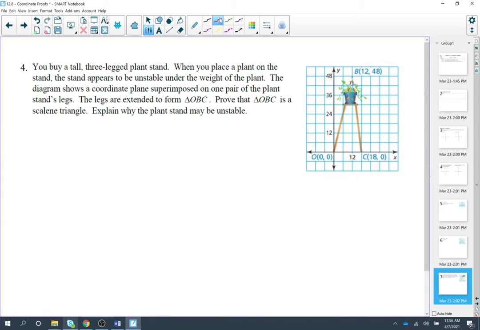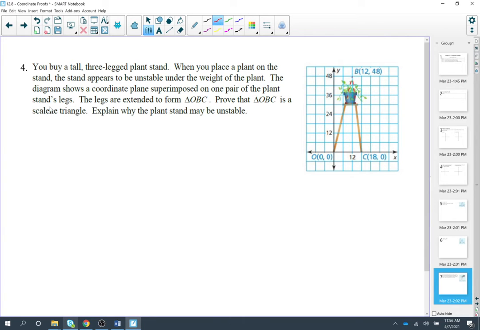Example 4. You buy a tall three-legged plant stand. When you place a plant on the stand, it appears to be unstable under the weight of the plant. The diagram shows a coordinate plane superimposed on one pair of the plant stand's legs. The legs are extended to form triangle OBC. Prove that triangle OBC is a scalene triangle, and then explain why the plant stand may be unstable.